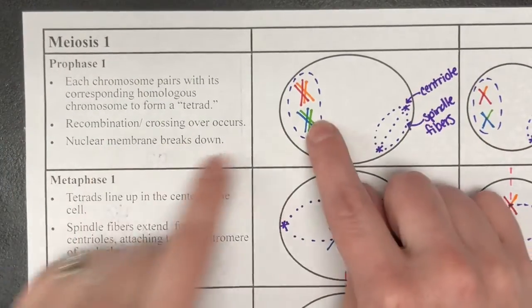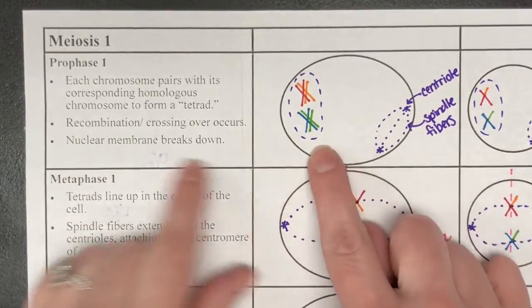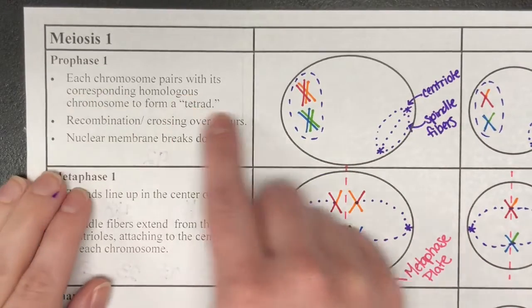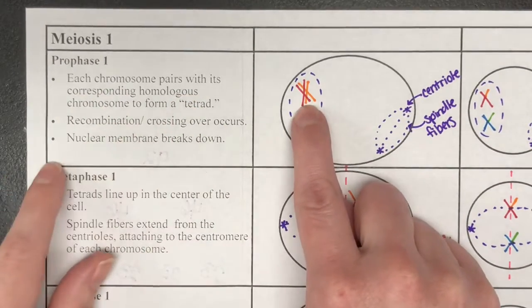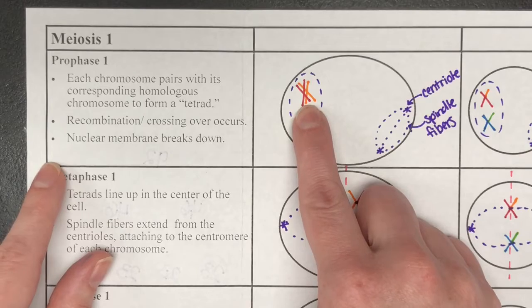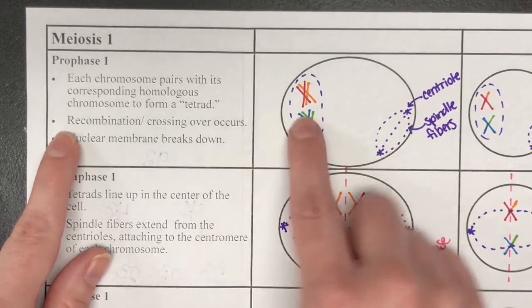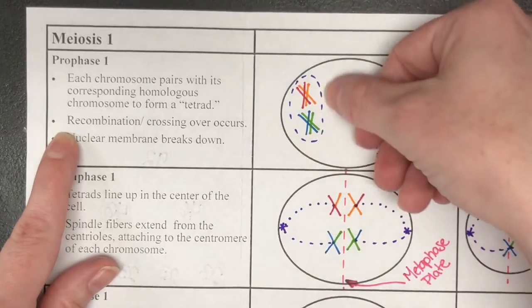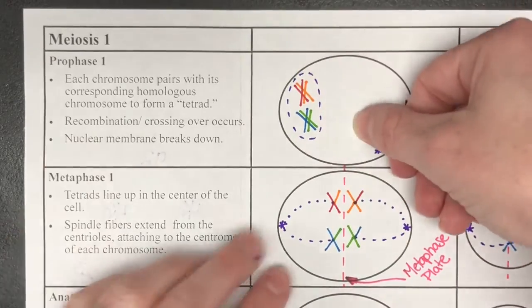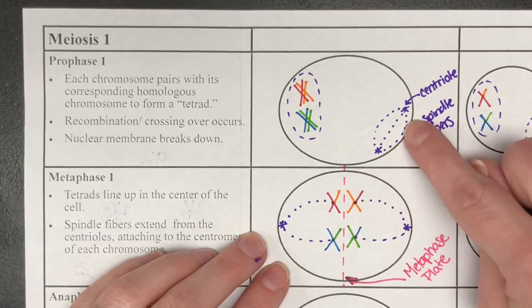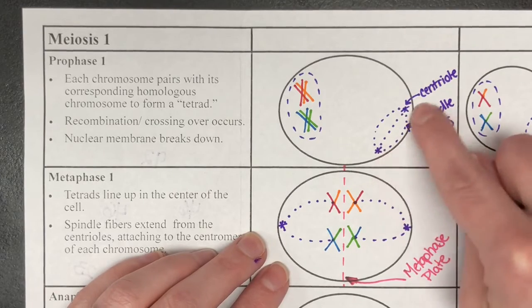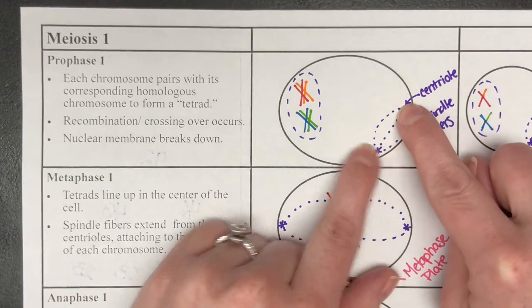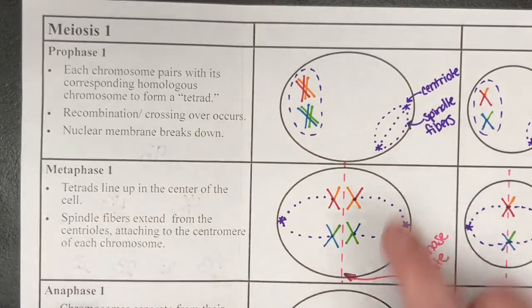So prophase 1, this is kind of what it would look like. Each chromosome pairs up with its corresponding homologous chromosome to form a tetrad. Recombination and crossing over is occurring here, and this nuclear membrane is breaking down. The spindle fibers are moving across between these 2 centrioles, and those 2 centrioles are moving to opposite ends of the cell.